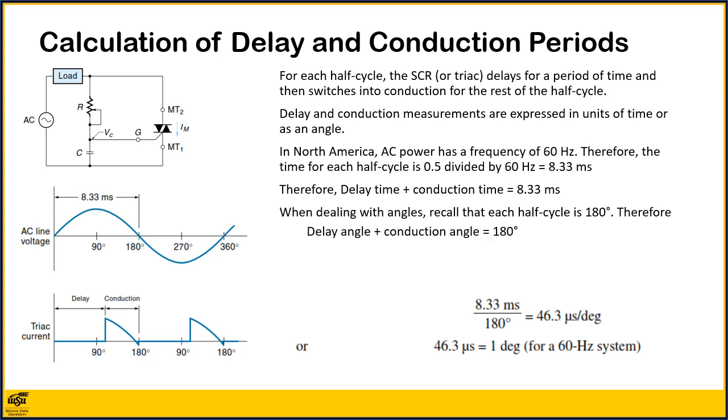Converting between time and angle measurements requires knowing the relationship between time and degrees. For a 60 Hz system, there are 8.33 milliseconds per half cycle of 180 degrees. Therefore, 8.33 divided by 180 equals 0.0463 milliseconds per degree, or 46.3 microseconds per degree.